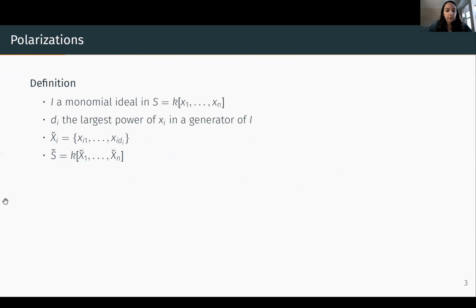So first I'm going to establish some notation. I is just a monomial ideal in this polynomial ring, and d_i is the largest power of the variable x_i appearing in any generator. I'm going to make this x-check set of double indexed variables. There's going to be one of these sets for each of the variables in the original polynomial ring, with a second index that ranges from 1 to d_i, this largest power that appears. I'm going to make this new bigger polynomial ring out of all of these double indexed variables.